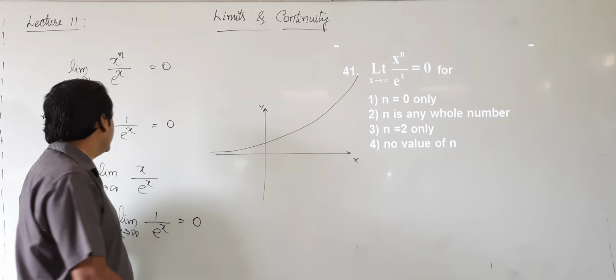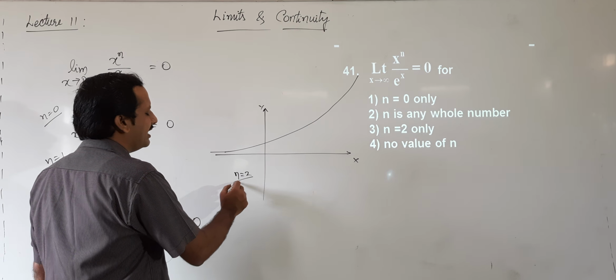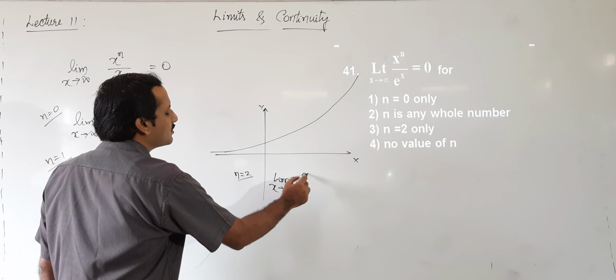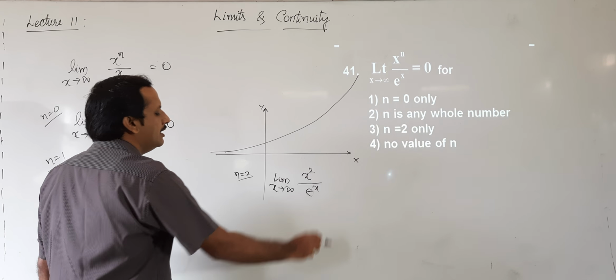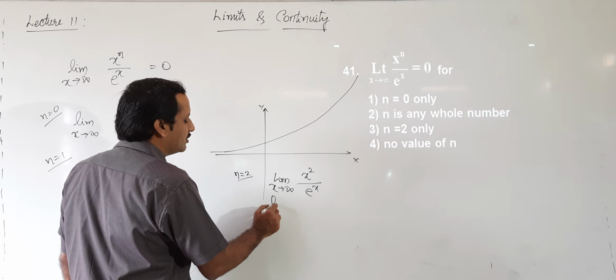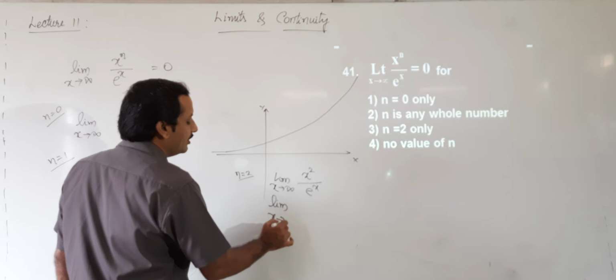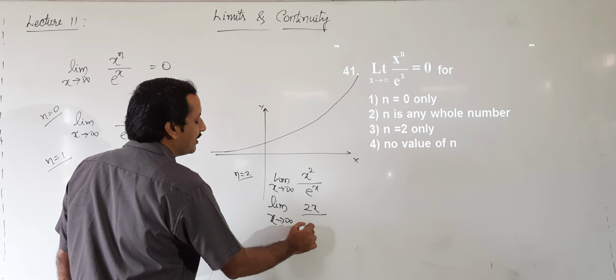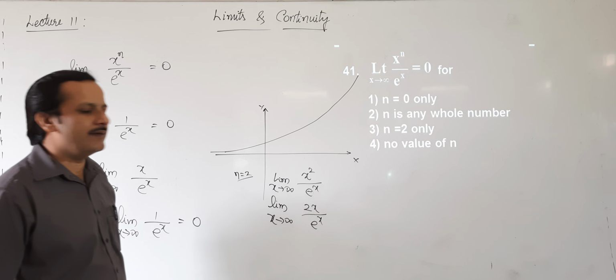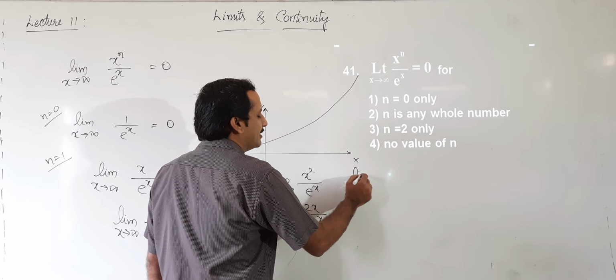Put n equal to 2. If I put n equal to 2, then what happens? Limit x tends to infinity, x square by e power x. Here if I directly apply the limit, I am getting 0 by infinity form, so I will use L'Hospital's rule. That will give you 2x divided by e power x. Now if I apply the limit again, still I am getting infinity by infinity. Therefore, I use L'Hospital's rule again.